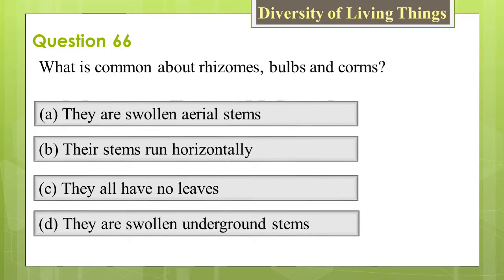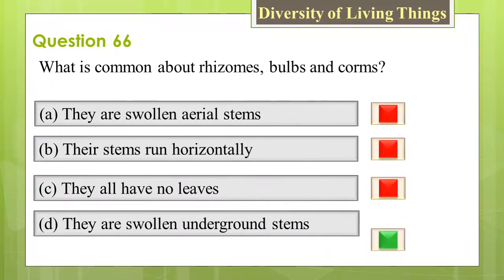Question 66. What is common about rhizomes, bulbs, and corms? A. They are swollen aerial stems. B. Their stems run horizontally. C. They all have no leaves. D. They are swollen underground stems. Which of the following alternatives is the best alternative? The best alternative is D. They are swollen underground stems.